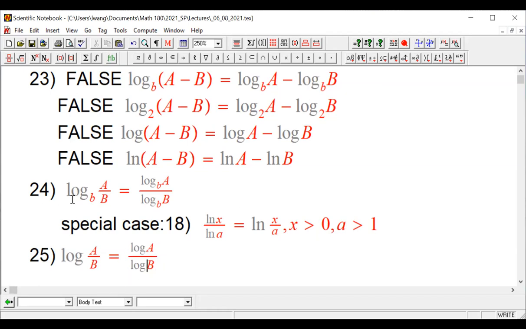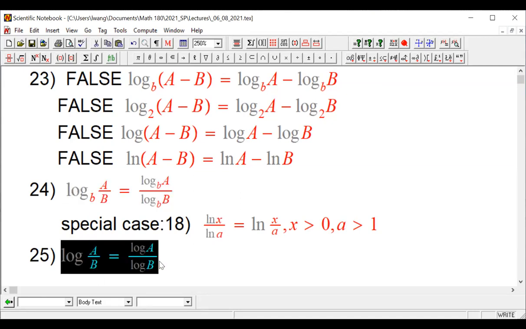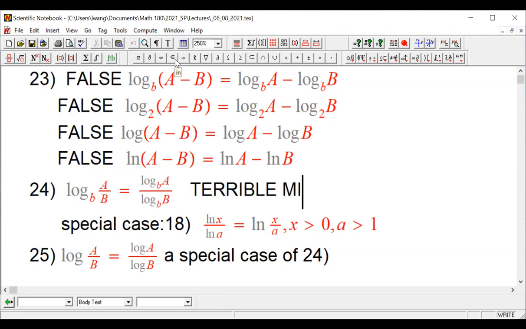You guys see that? So this mistake could show up in different shapes and in different faces. One day it wears the color of natural log, another day the color of common log, but they're all mistakes. They're all special cases. So let me just write it down. It's a special case of 24. It's a mistake. So this is a terrible mistake.